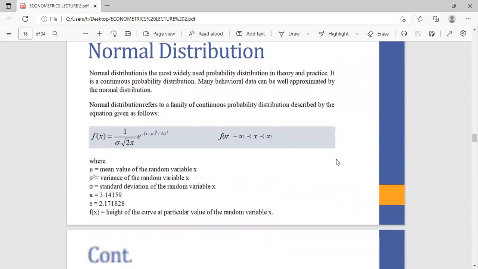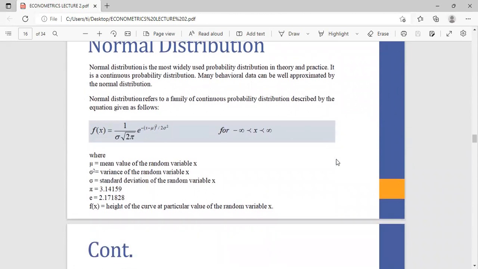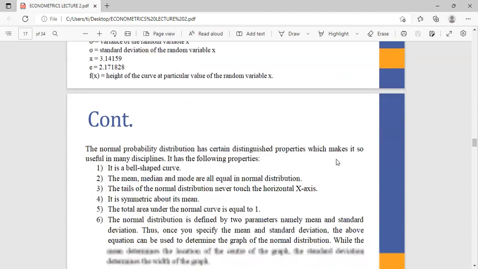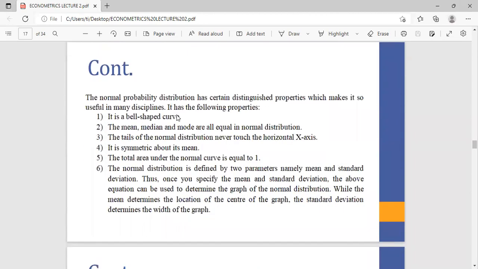Now let us look at the various characteristics of this normal distribution. It is a bell-shaped curve.